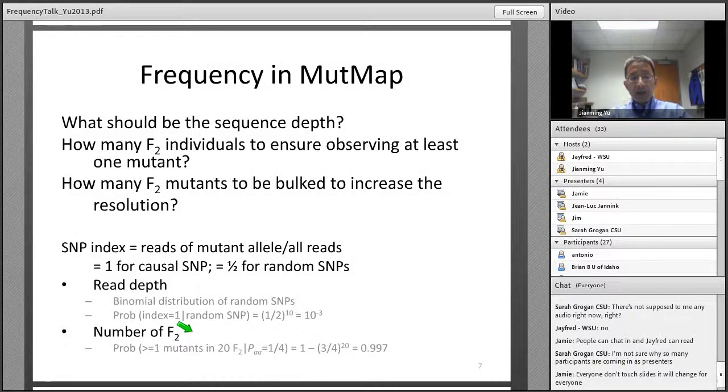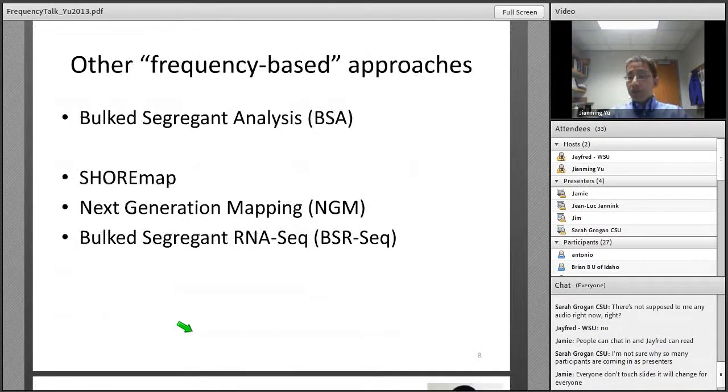Another question would be to simply ask, how many F2 individuals do I have to group? Remember earlier, if you find some mutation, you have to self them to show this homozygous recessive mutation. Also, this has to be a recessive mutation. And how many F2 individuals do I need to ensure that I can observe at least one mutant? It turns out that the probability is one quarter, remember that basic genetics.